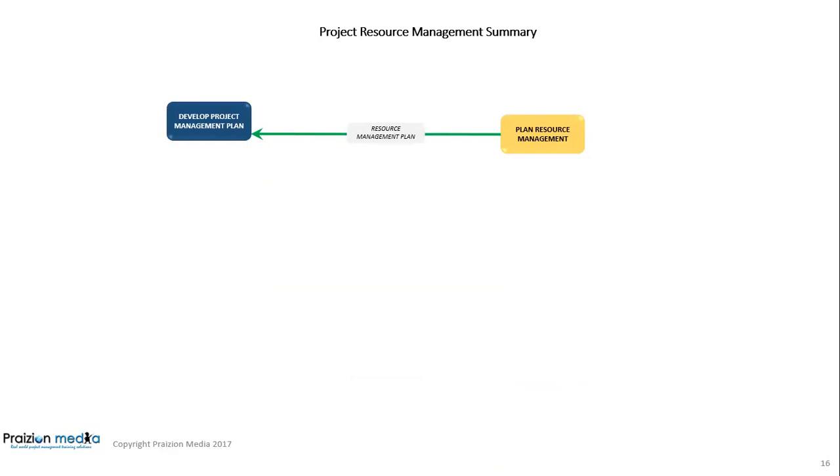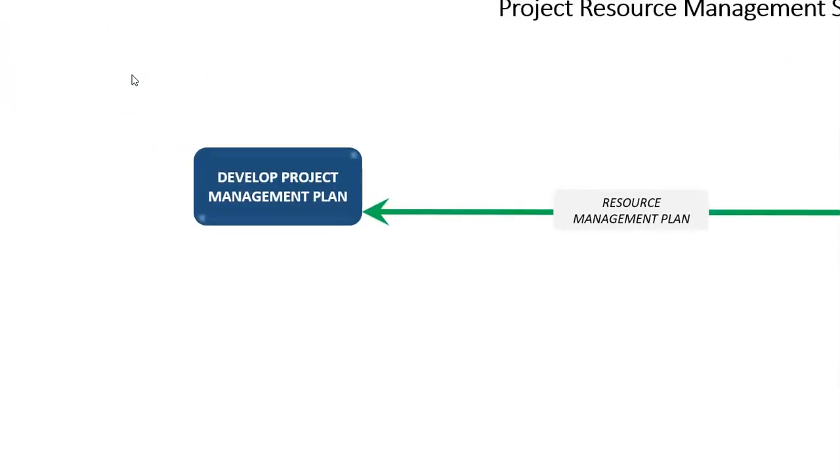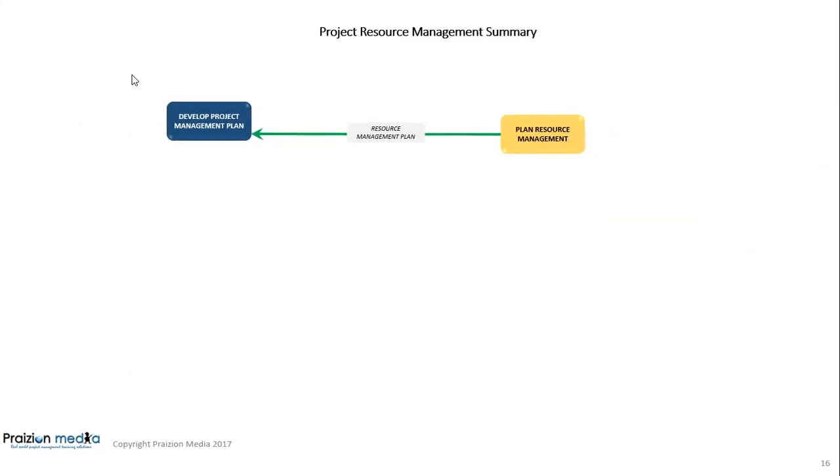In develop project management plan, you'll find mention being made of outputs from other processes. These outputs from other processes refer to baselines and subsidiary plans that become an input to develop project management plan. So there's a lot of interrelationship between resource management, develop project management plan, and the other processes of resource management.